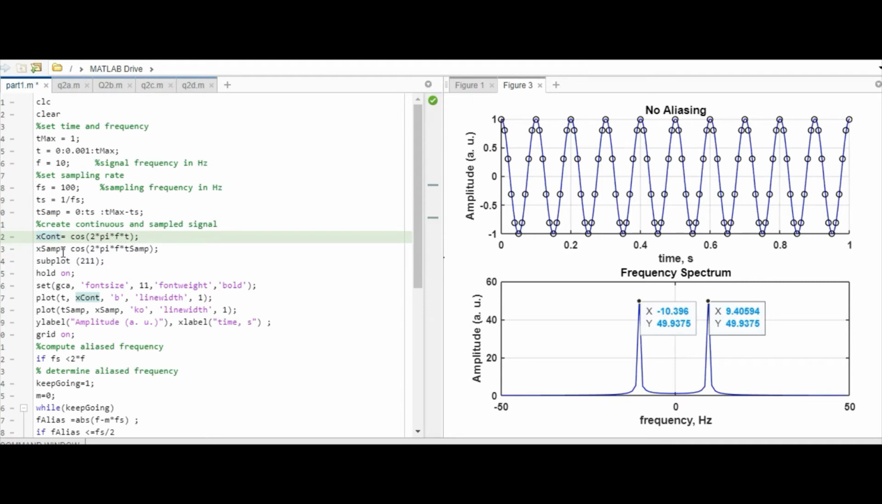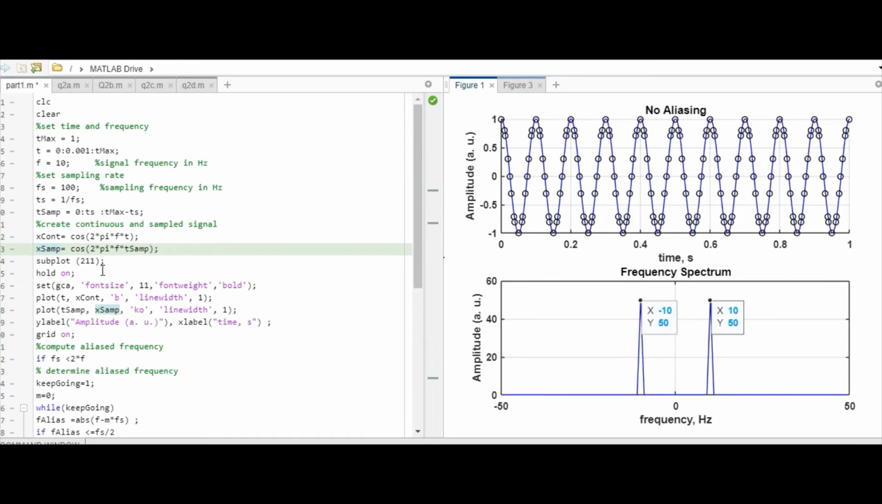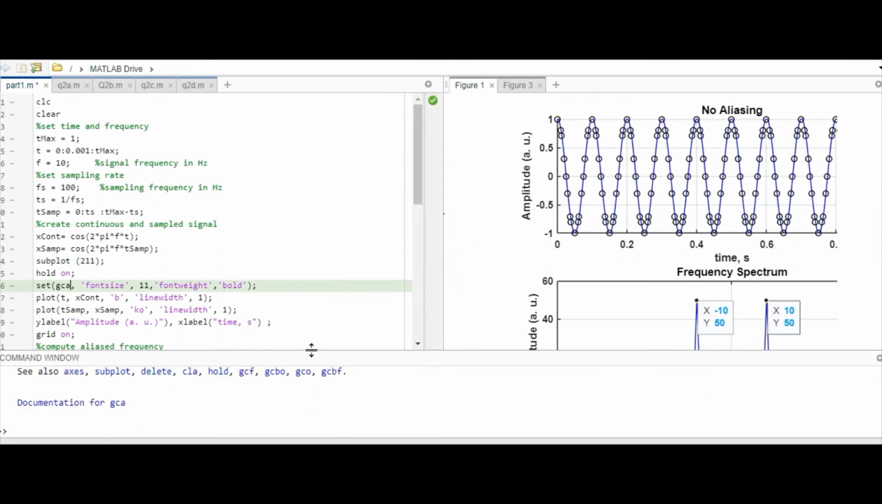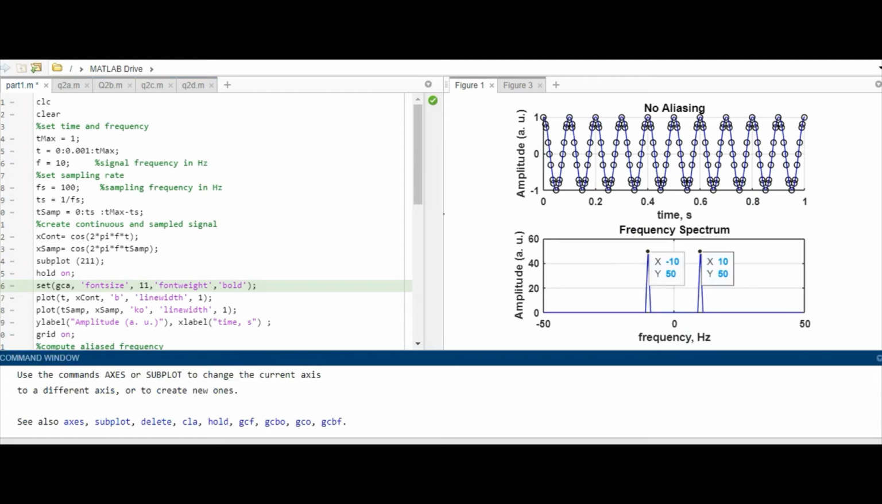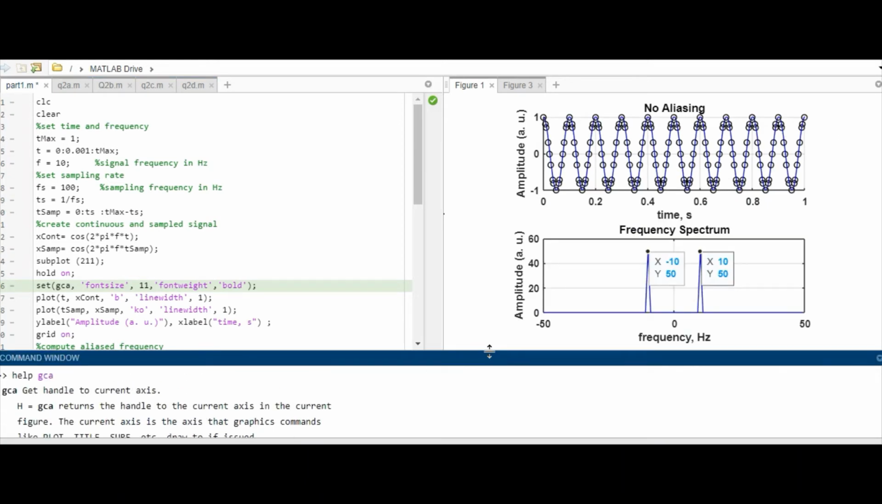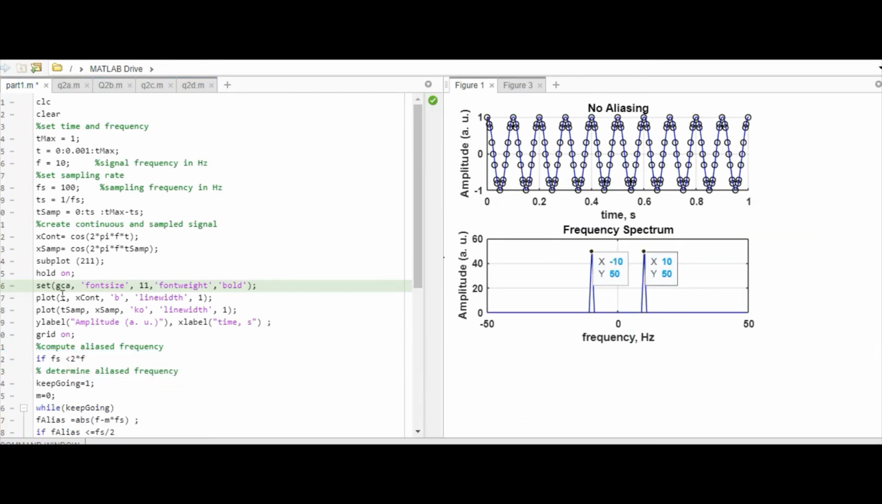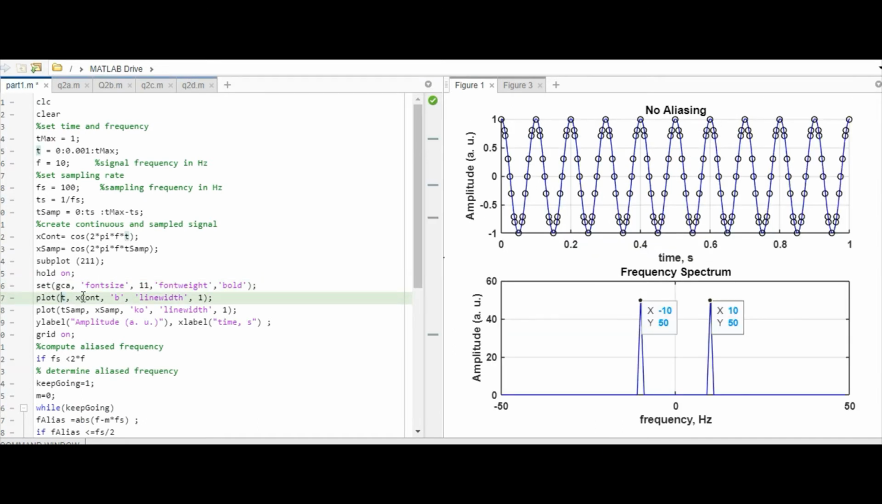Now to define the function, we use the xcon, which is expressed as cos 2 pi ft, and xm, cos 2 pi f Tsam, and we use the subplot 211, and we set the GCA to modify our axis. We can even search in the command window as help GCA, and we will know the function of the GCA. Now for the plotting part, T is the time axis, and xcon and xm are the functions and features of our plot, and later on we can differentiate the two samplings.